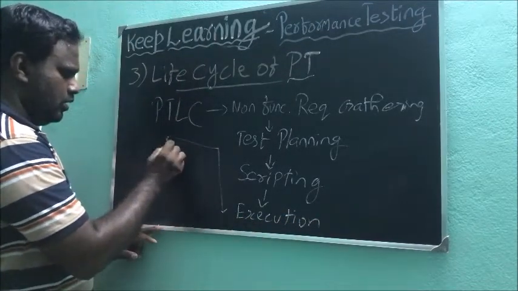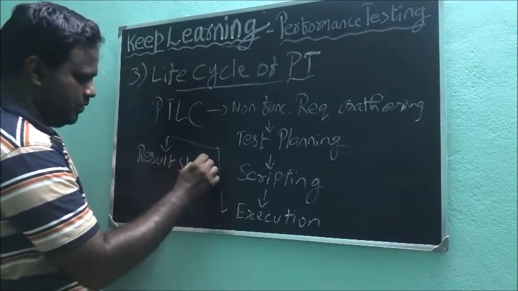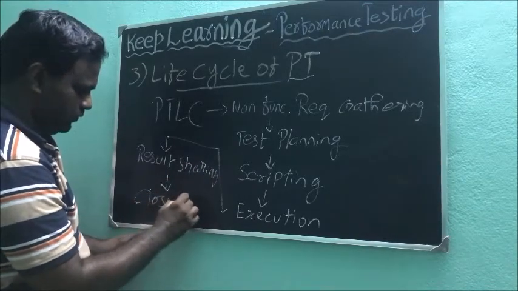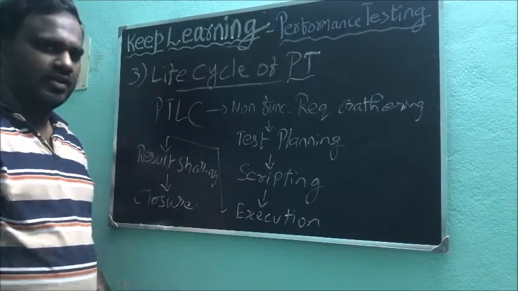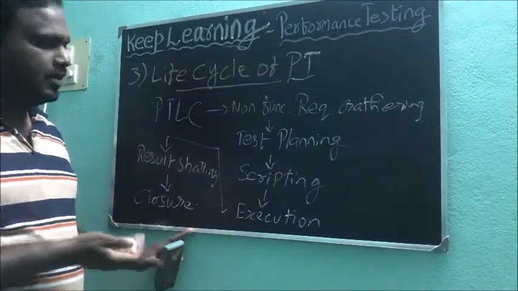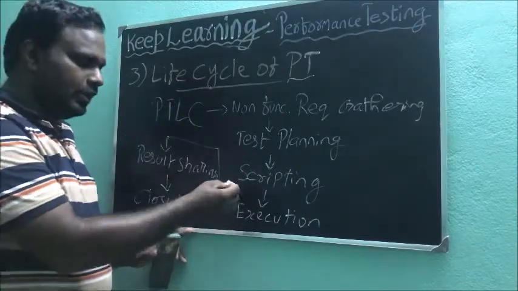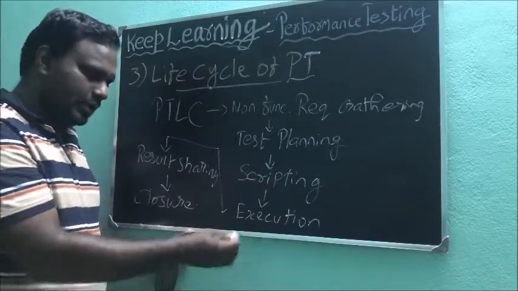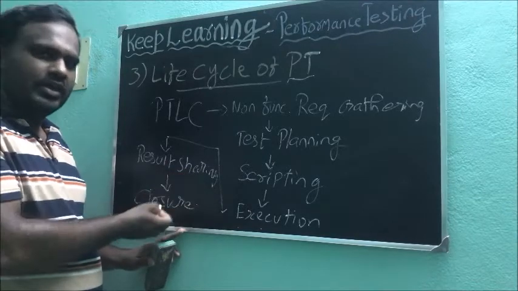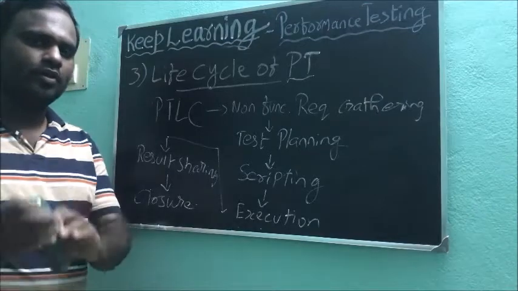Then result sharing. And then closure. This is the life cycle of the performance testing. First, we will gather all the non-functional requirements for a system, and then we will do test planning for performance testing, and then the performance script will be created, then the performance execution will be performed, and then the result will be shared with the stakeholders, and then comes the closure, where we will sign off that this product is all good for performance.